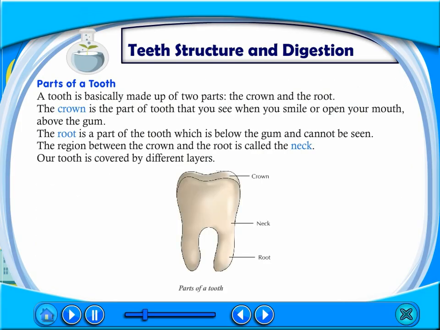Parts of a tooth. A tooth is basically made up of two parts, the crown and the root. The crown is the part of the tooth that you see when you smile or open your mouth, above the gum. The root is the part of the tooth which is below the gum and cannot be seen. The region between the crown and the root is called the neck. Our tooth is covered by different layers.